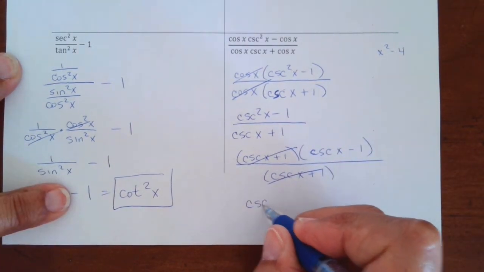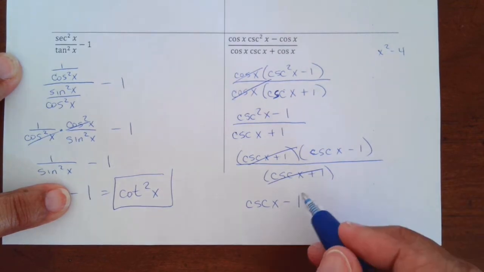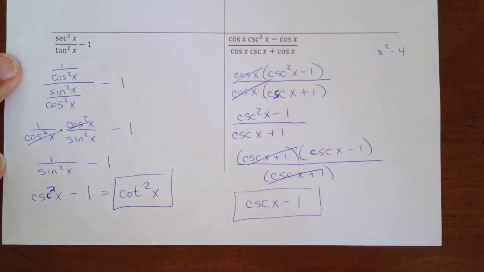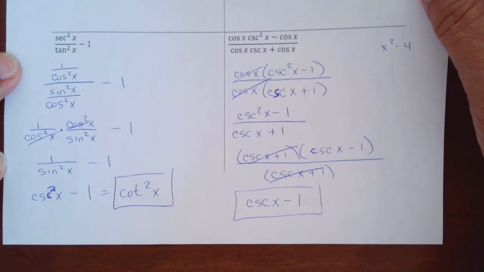So here's a problem where we didn't get down to just one term. There's nothing I can do with just cosecant and a minus 1. That's not a square. That's not a Pythagorean identity. So like I said, every now and then you might get one that ends up being two terms, but they're the simplest of terms that you can get. Okay? All right, so that's simplifying.